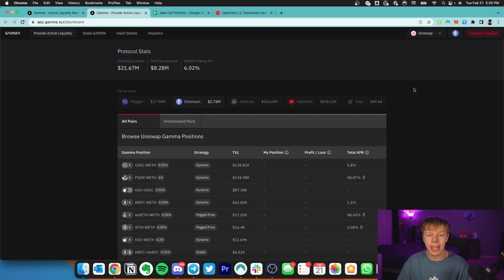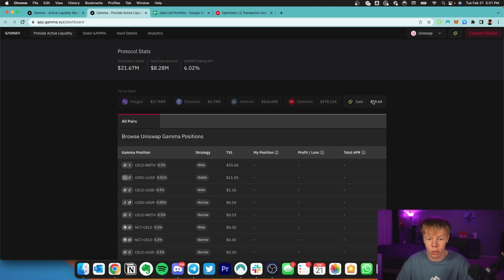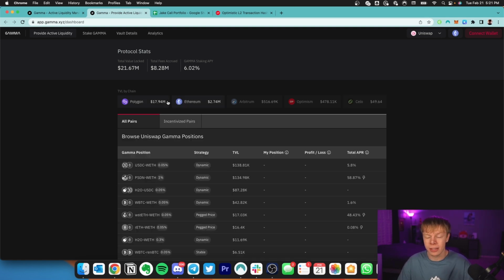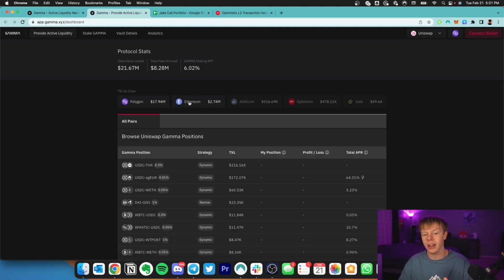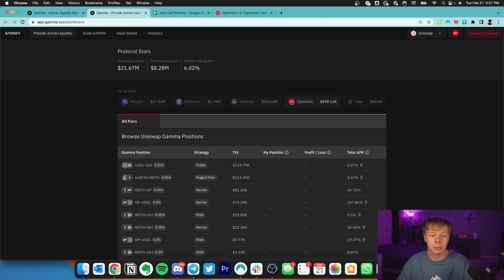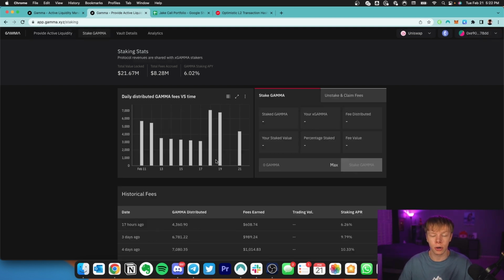Now, unlike Dyson, Gamma actually supports every network that Uniswap is on, including the Celo network, which nobody actually uses on Uniswap. So that basically means that Gamma supports Polygon, Ethereum, Arbitrum, and Optimism, the four main networks that Uniswap is on. Now, Gamma does have their own native token called Gamma that you can actually stake and earn a percentage of the protocol revenue generated.